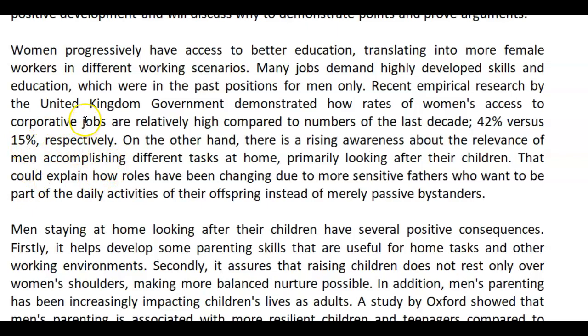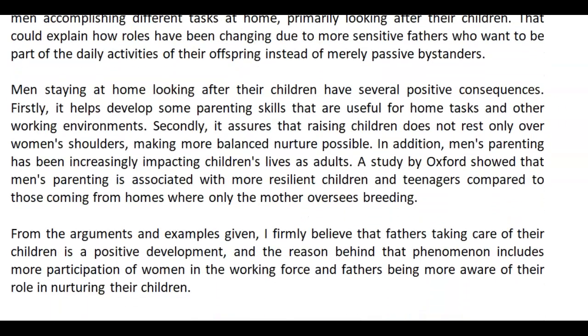You're supposed to ask why and is this positive? So what are you telling me here? You're telling me that women have higher skills, and so their access to jobs is higher. On the other hand, men are becoming more aware of their importance as caregivers. All right, we'll talk a little bit more about it. Let's see what you wrote in the other paragraph, though.